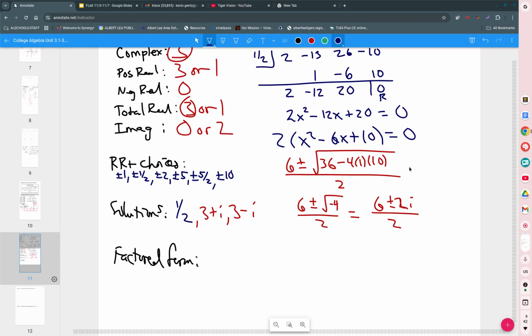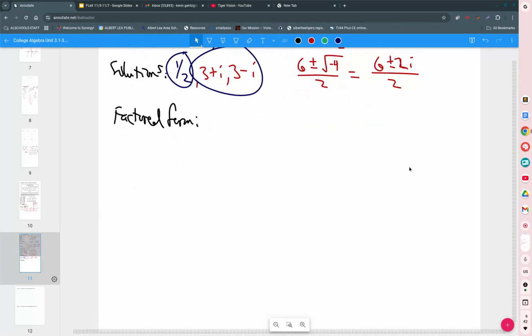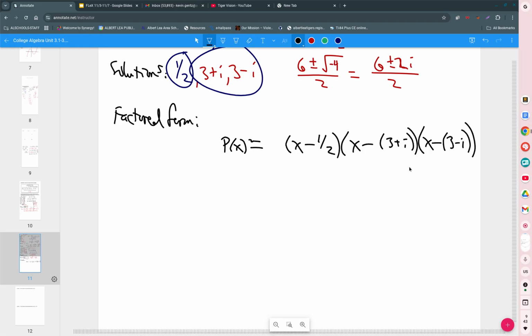And so we can see that sure enough, this is your one real solution that is positive. We have no negatives. We have a total of 1 positive real. We have 2 that are imaginary, and the one that we listed is sitting right there. That's a really good deal. Let's write it in factored form. We have p of x is equal to x minus 1/2 times x minus 3 plus i times x minus 3 minus i. Anybody want to guess the number that should go up front?